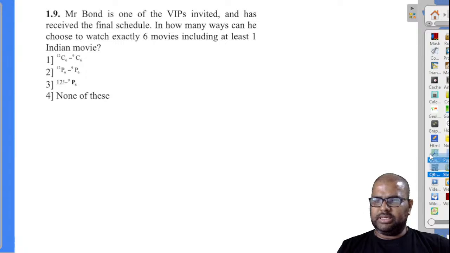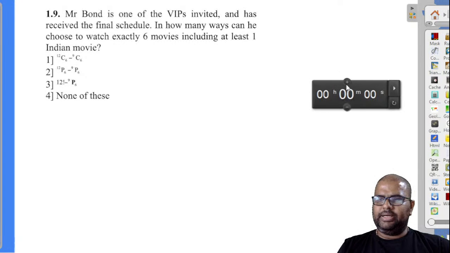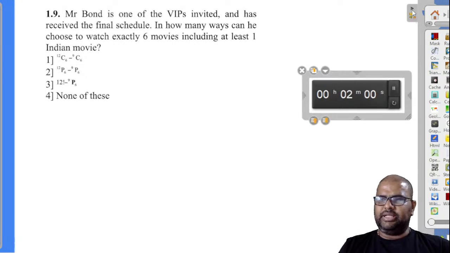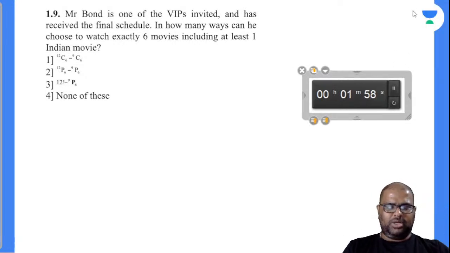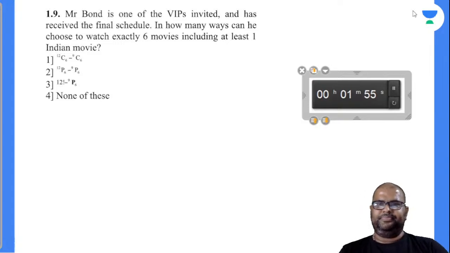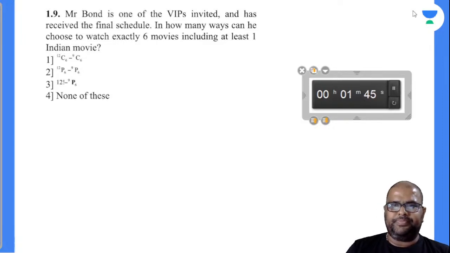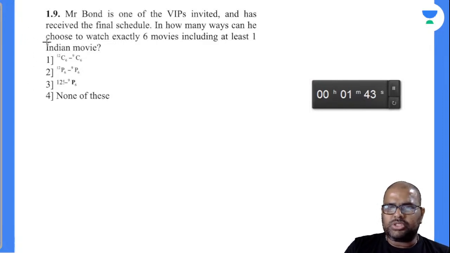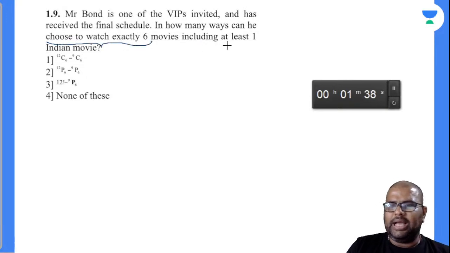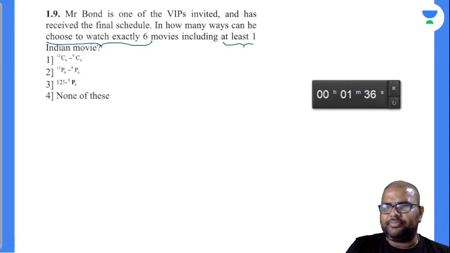1.9. Two more questions are there. Let's see how many can solve this. 2 minutes. Again, one of the finest questions there, right? Simple logic. Those who can crack the logic can answer the question fatafat. Mr. Bond is one of the VIPs invited and has received the final schedule. In how many ways can he choose to watch exactly 6 movies, including at least one Indian movie?